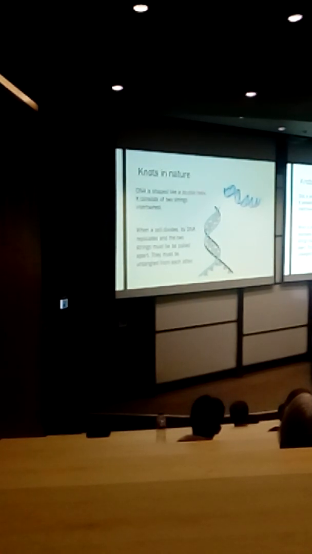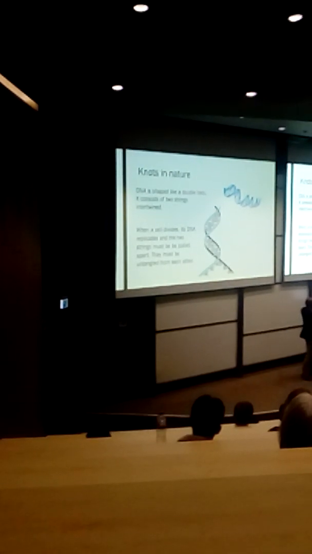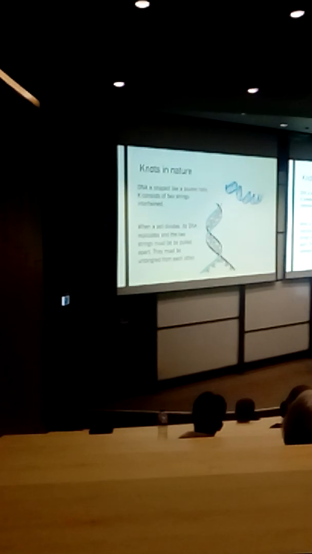So it's incredibly knotted. And when the cell replicates, these two bits have to somehow get from one, one has to end up in one cell and the other one has to end up in the other. So clearly, the two strings have to pass through each other.